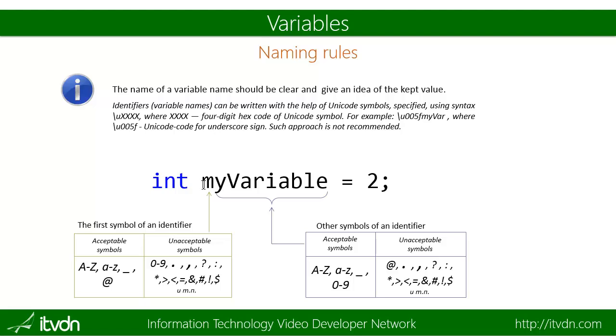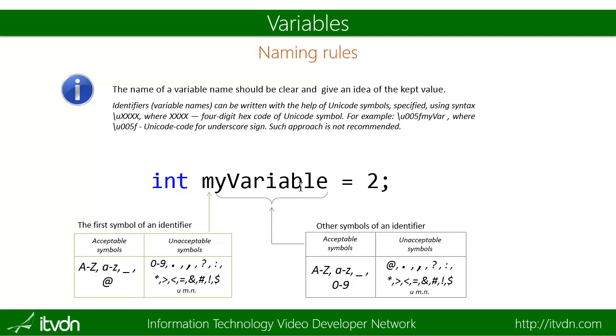Let's start with the first letter. The first symbol of an identifier, we can use A to Z in capital letters, a to z in small letters. We can use an underscore or the @ symbol. But for the first symbol of my variable or the name of my variable, we can't use 0 to 9, dot, commas, question marks, and all these.